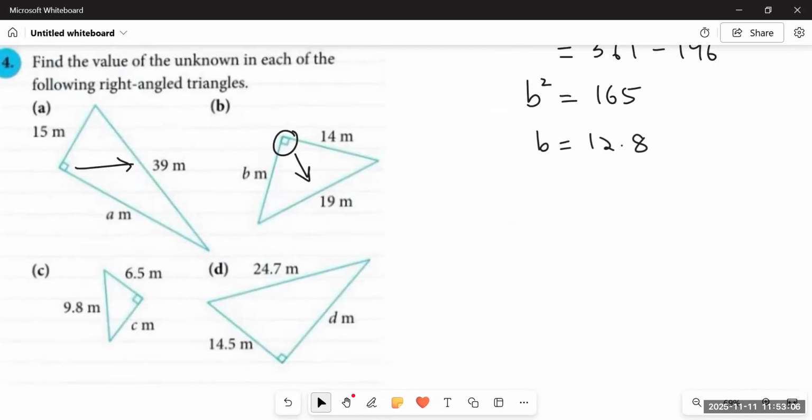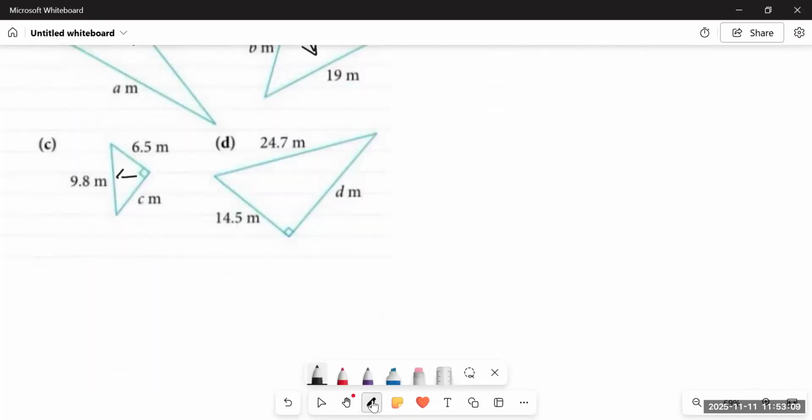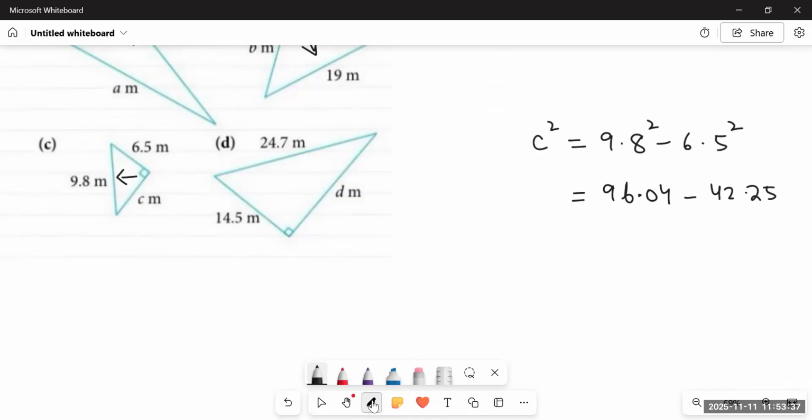Same in part C. Again, the hypotenuse is given. So we'll write the formula as c square is equals to 9.8 square minus 6.5 square. We will find the square of 9.8 and that's 96.04. Then we will find the square of 6.5. That's 42.25. Then we will subtract the two. We will get 53.79.